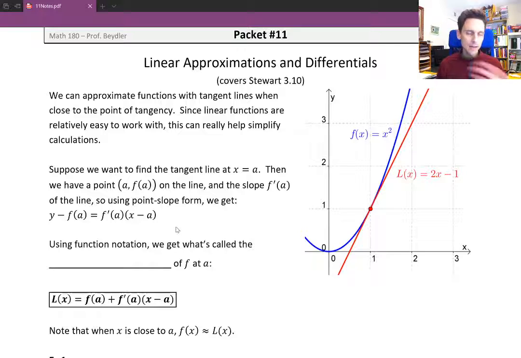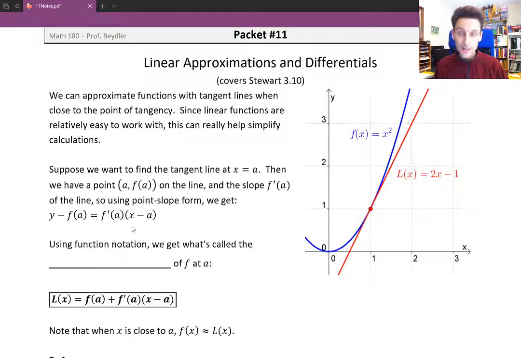Back in other previous packets, whenever we ask for the equation for the tangent line, that's exactly what we do. We find a point on the tangent line, we find the slope of the tangent line using the derivative, and we put them together using point slope form to get the equation of the tangent line. Here it's just written in general for x equals a and some function f of x.